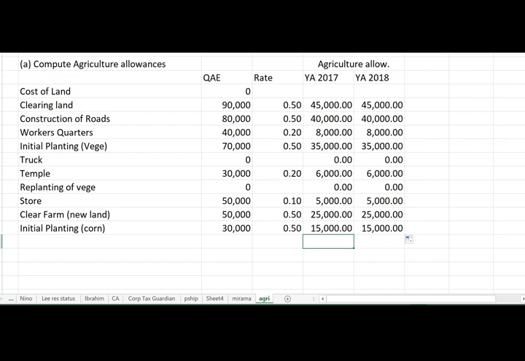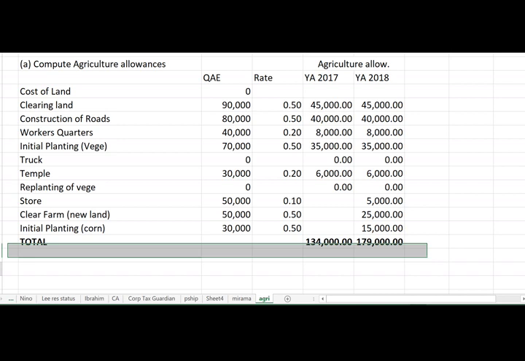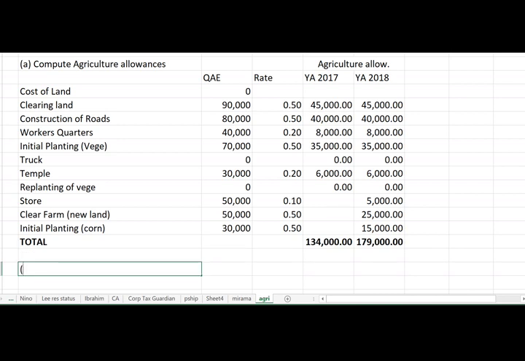Oh, sorry, I forgot the year. I just pull everything down. The construction of the store is actually 2017. And the construction of the farm is also 2018. The planting is 2018. My apology. Okay, so the total can be 134 and 179.